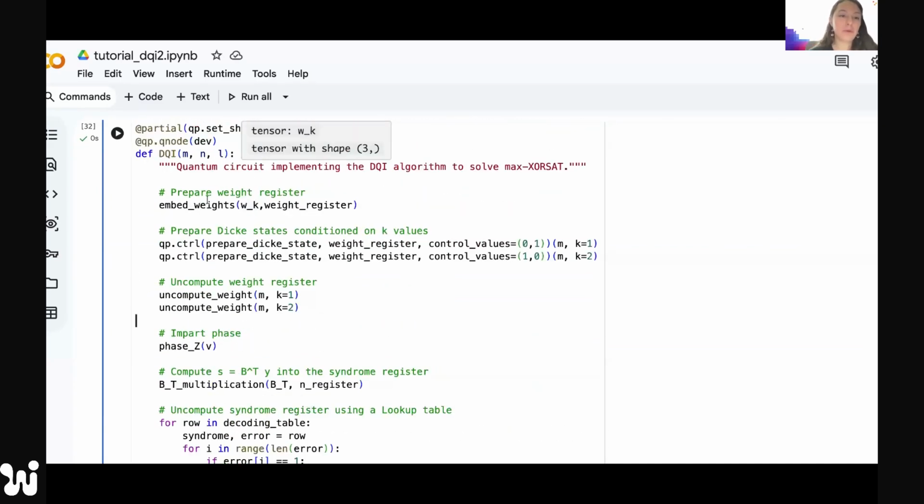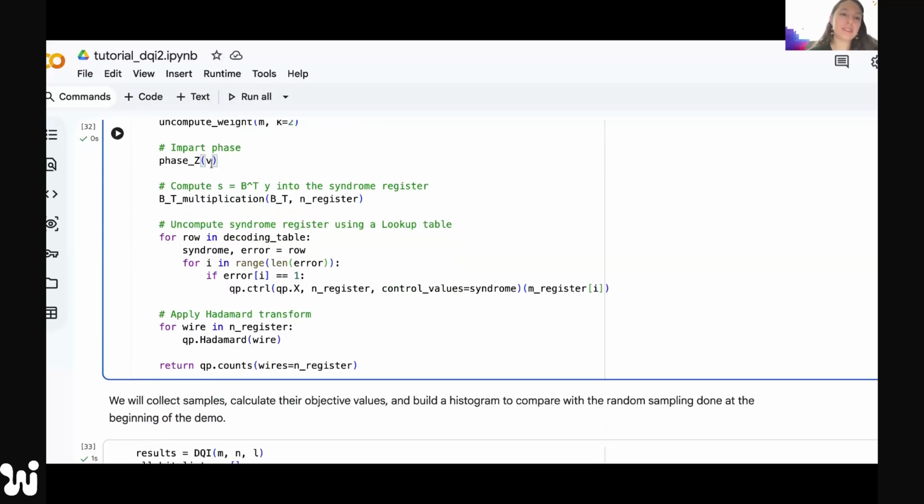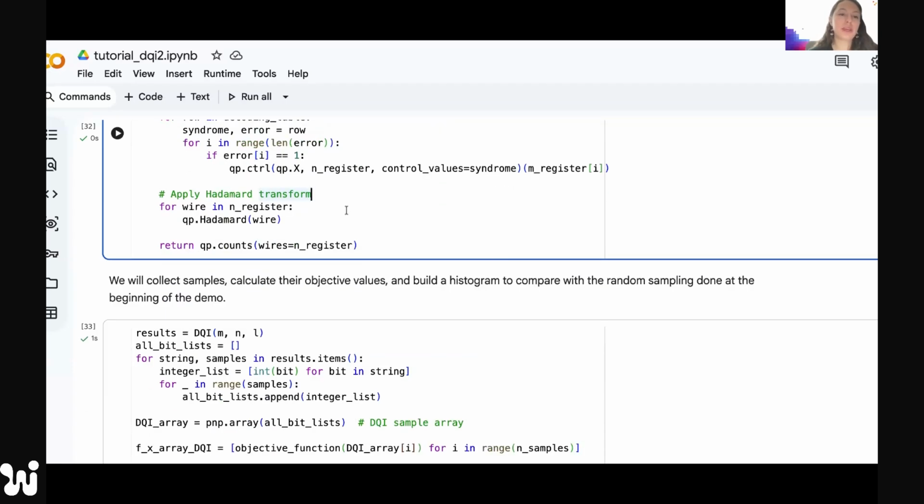We're going to embed the weights that are going to help us prepare those states that have the same probability depending on the number of ones. Then I'm going to uncompute, so this is kind of getting rid of the things that I don't need and keeping the ones that I do. I'm going to add the phases that encode the vector that I had at the end. Now I'm going to add the information from my matrix B. And finally, I'm going to decode according to my lookup table so that I get the probabilities to interfere in the way that I need it.